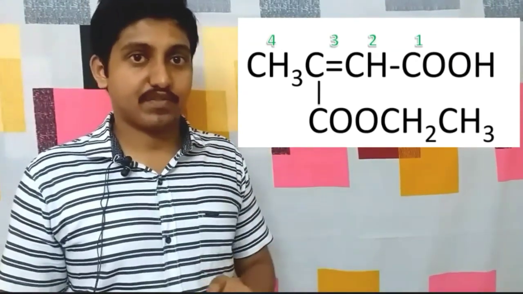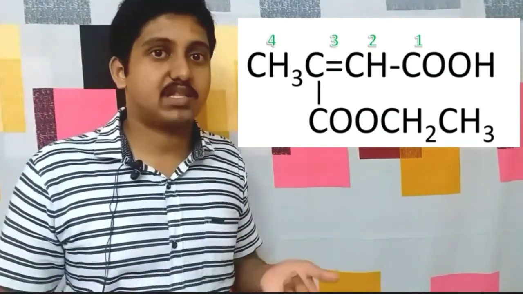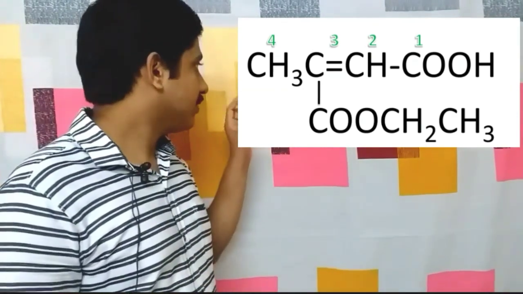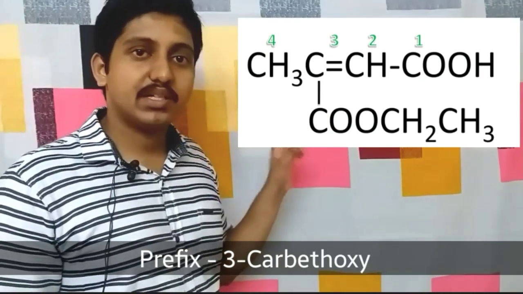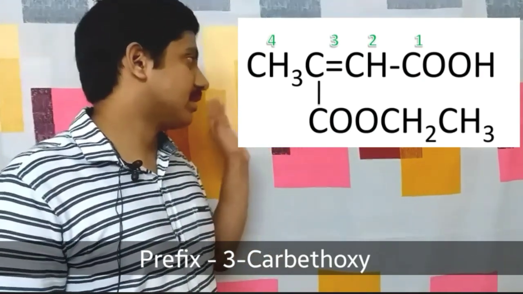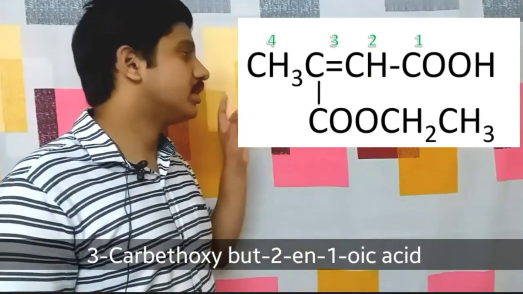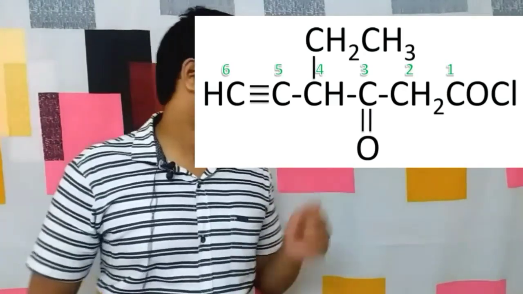Now what about the prefix? Our ester is a prefix. What is the prefix name of an ester? Carbalkoxy or alkoxycarbonyl. So we will have 3-carbethoxy because it is at the third position. And hence the total name will be 3-carbethoxybut-2-en-1-oic acid. Let's look at another example.